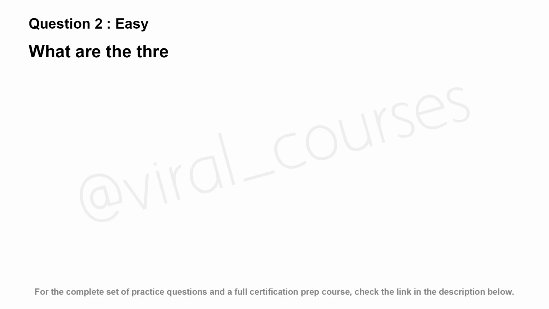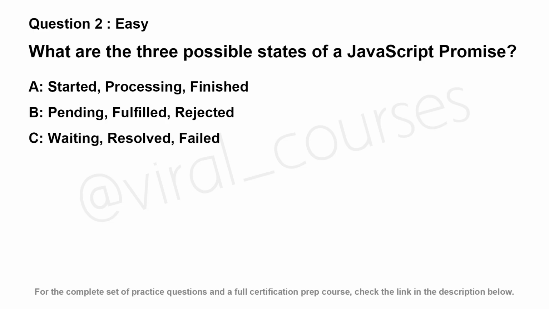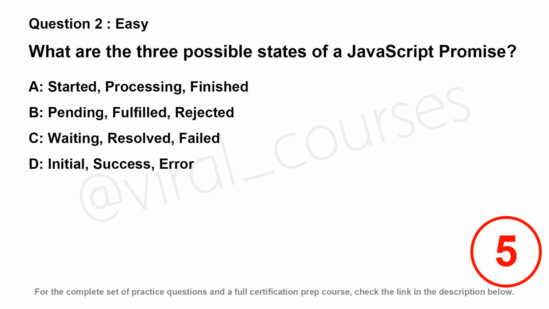What are the three possible states of a JavaScript promise? Option A, started, processing, finished. Option B, pending, fulfilled, rejected. Option C, waiting, resolved, failed. Option D, initial, success, error.